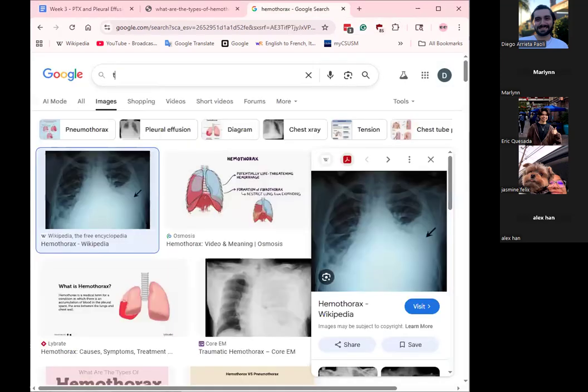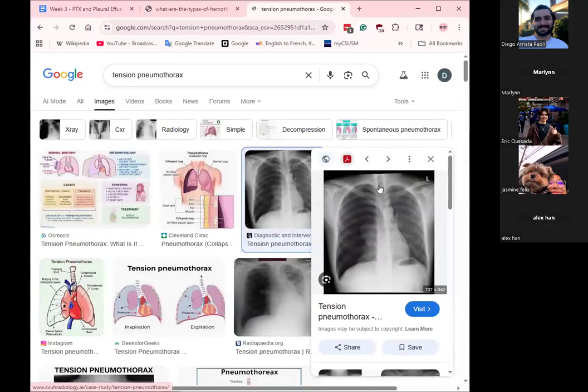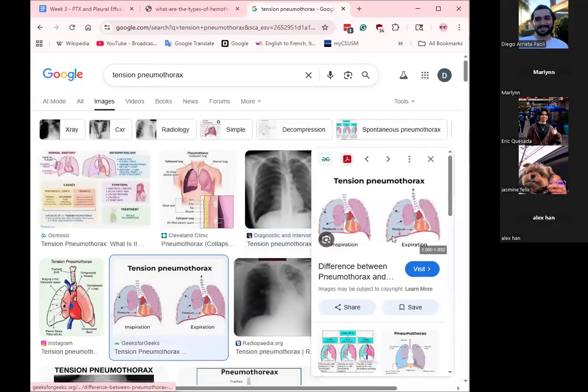So if you want to take a look at that, you can see here how the trachea is completely moved to the side in a tension pneumothorax. It doesn't happen with a pneumo or hemo, just a tension pneumothorax. Part of that has to do with how it's affecting the airway in general, because it's completely deviating the trachea. It's going to cause some pressure on the heart as well, so it'll have some impact on your cardiac output from all that thoracic pressure.